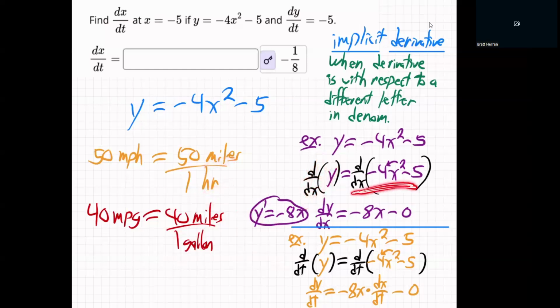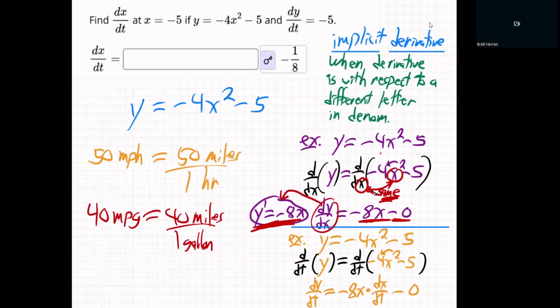If you're going to do that, notice that this letter and this letter are the same. So if they're the same, then you just do the derivative like normal, right? We just bring down the 2 and it's just minus 8x minus 0. So we would say dy/dx, as I'm rewriting it here, is y prime equals -8x. No big deal.